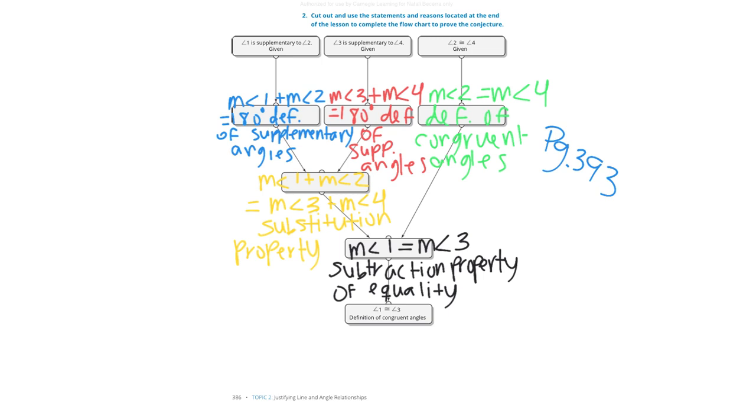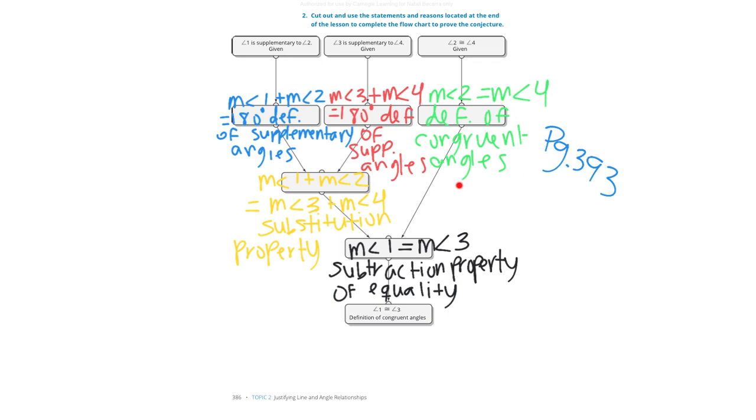So angle 1 is supplementary to angle 2. That is what's given to us, right? From that, we can say, what does it mean to be supplementary? Supplementary means that the two angles added together is 180 degrees. That's by the definition of supplementary, and that's how I got that. Similarly here, angle 3 is supplementary to angle 4. So whenever I add the two angle measures, I get 180, again by the definition of supplementary angles.